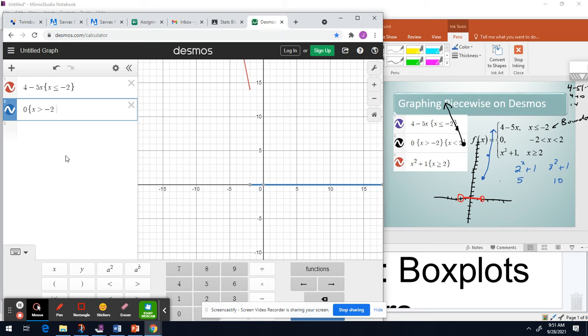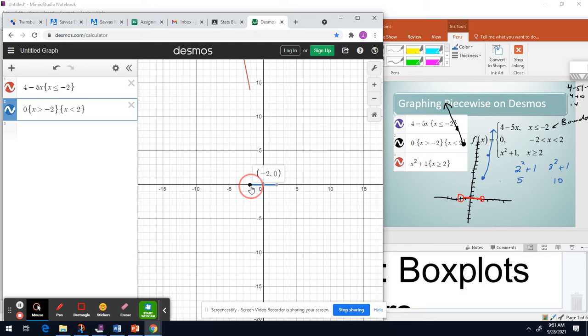I'm going to close that off and then create a new one, and x is less than 2. Oh, it makes my graph right here. Now look what happens if I go right here. Okay, shows me that those points are on there. It doesn't show that they're not included there though.